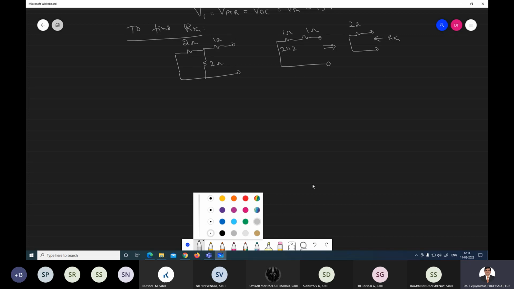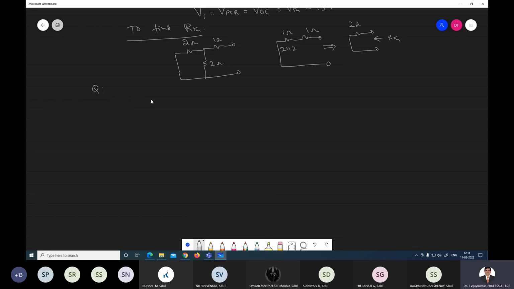Obtain the Thevenin's equivalent of network shown in figure.